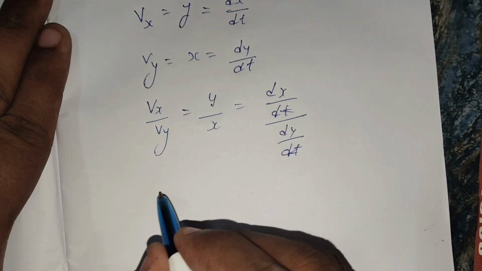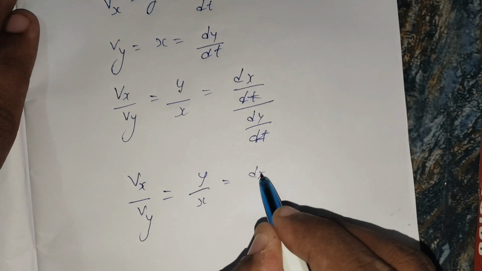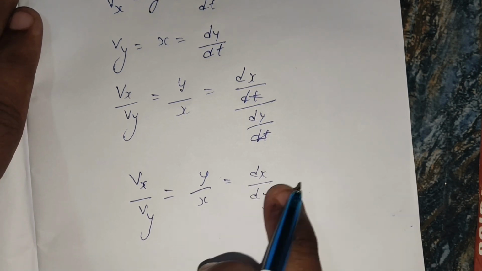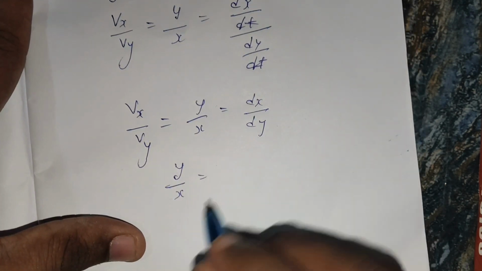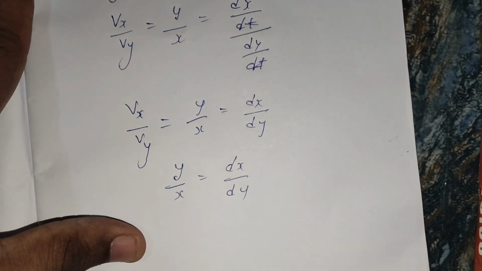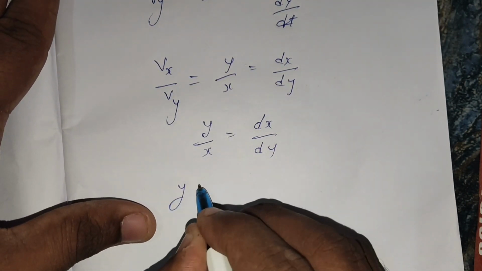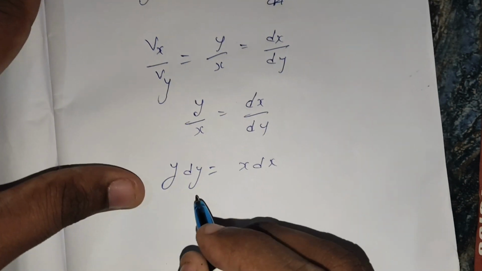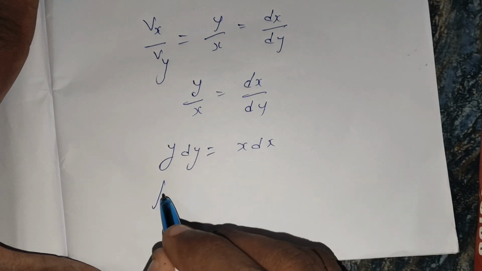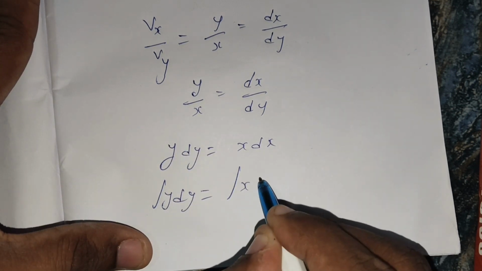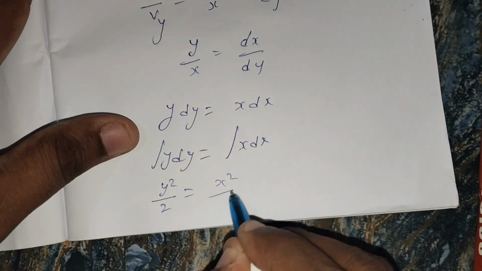Finally, v suffix x by v suffix y is equal to y divided by x is equal to dx by dy. Understand? Here finally y by x is equal to dx by dy. This is the final conclusion. Here we take this like this: y dy is equal to x dx. Finally, we apply integration on both sides. Then integral y dy is equal to integral x dx.